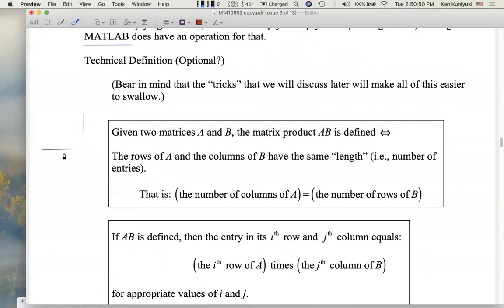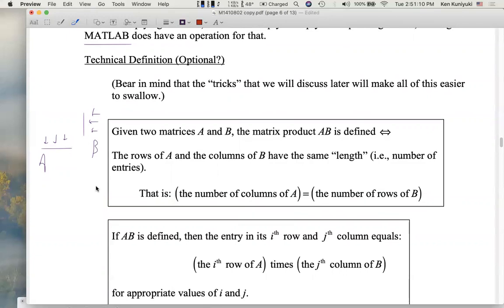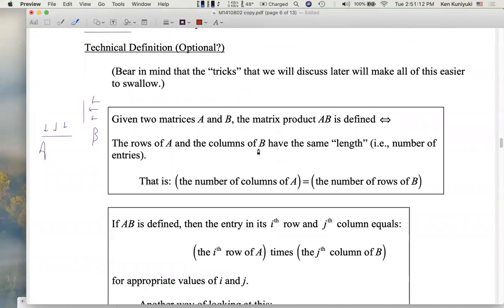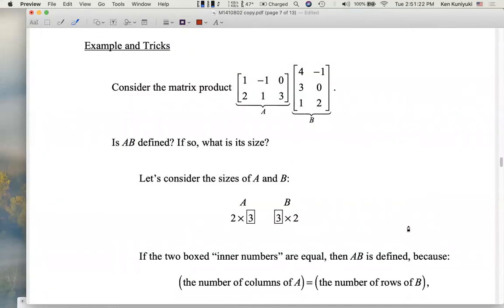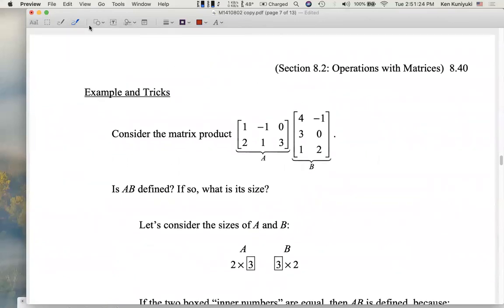That means that when these have the same length, it actually means that the number of columns of A, the matrix on the left, is equal to the number of rows of B, the matrix on the right. I'm doing this because it turns out I'm going to multiply matrices using a trick. Now, if this is confusing, I don't blame you because there's actually a better way of doing it. I should have mentioned that. You don't have to freak out too much about this. Let's talk about some tricks here.